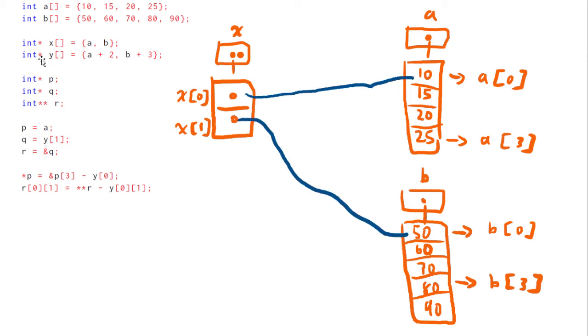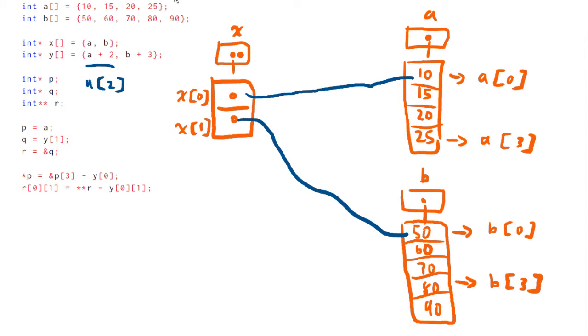Okay, let's look at another example. In the second example, we have an integer pointer Y array, and this Y array is accessing A plus 2 and B plus 3. So what does A plus 2 mean? If we are dealing with A plus 2, you can look at it like this. This is actually similar to A2. So if it's A2, it's going to be in this position.